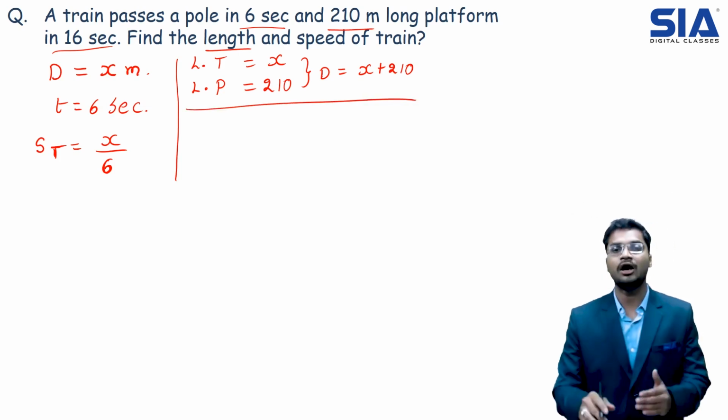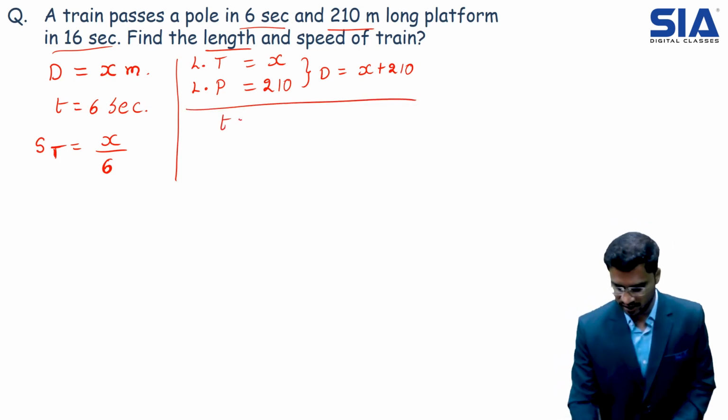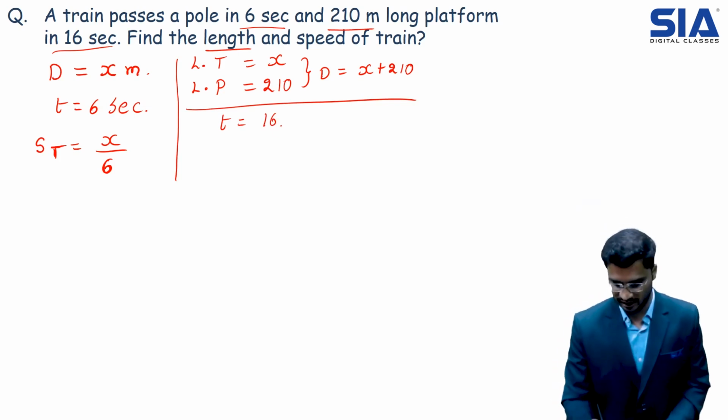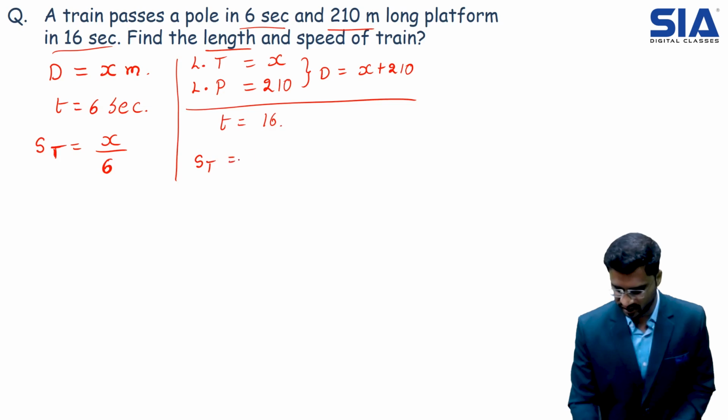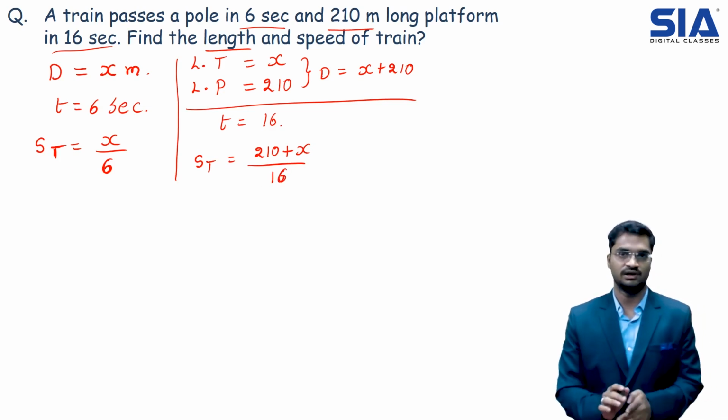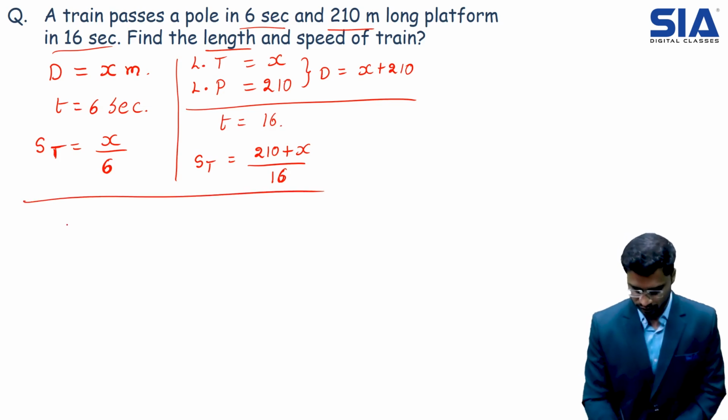Now how much time is it taking? It is taking 16 seconds. By using this, can I find the speed of the train? Yes, I can also find the speed of the train. So the speed of the train is nothing but 210 plus x divided by 16. So both of these values are the speed of the train. Let us equate them. So x upon 6 is equal to 210 plus x by 16.